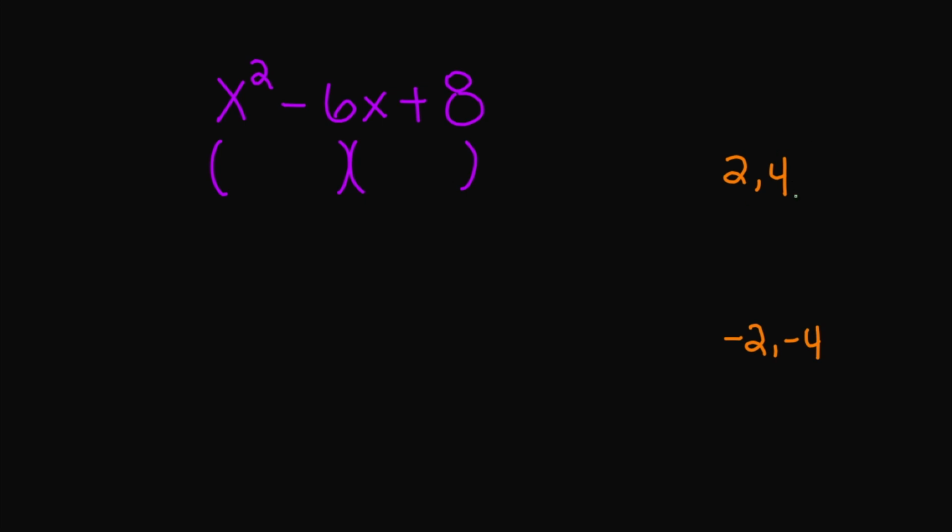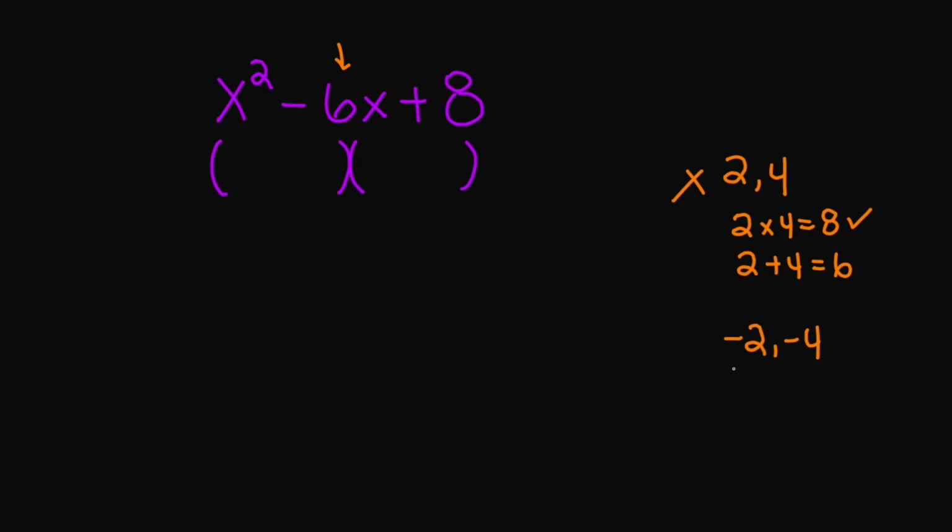So if I multiply 2 times 4, this is going to equal 8. And then if I add 2 plus 4, this is going to give me a +6. So as you can see here, this is fine because I have a +8. But for my answer here, I need a -6, so I cannot use this +2 and +4. So this is not going to work.